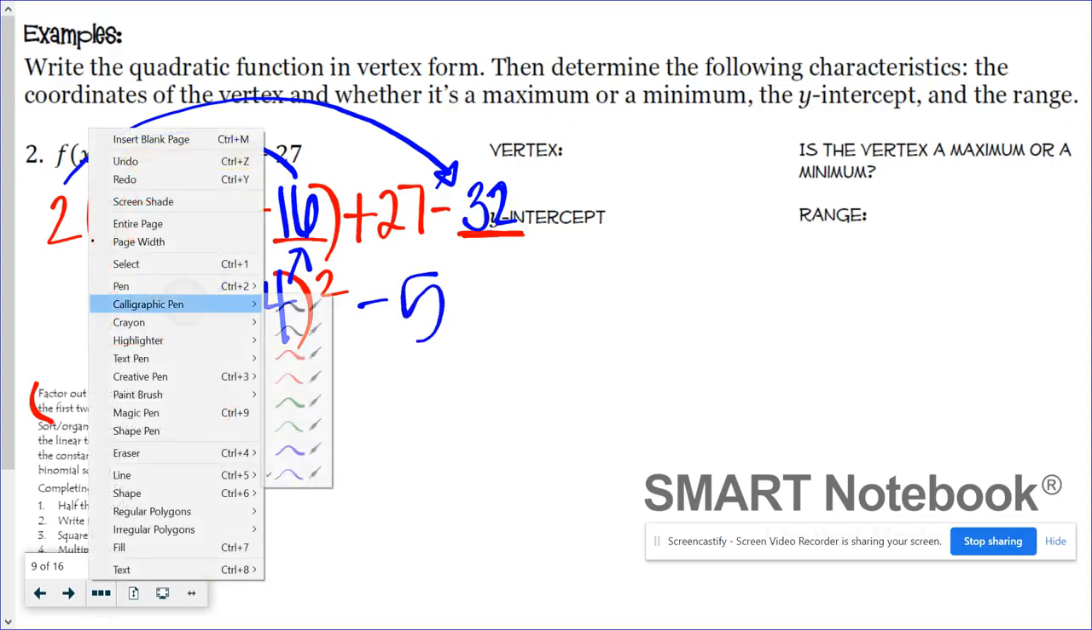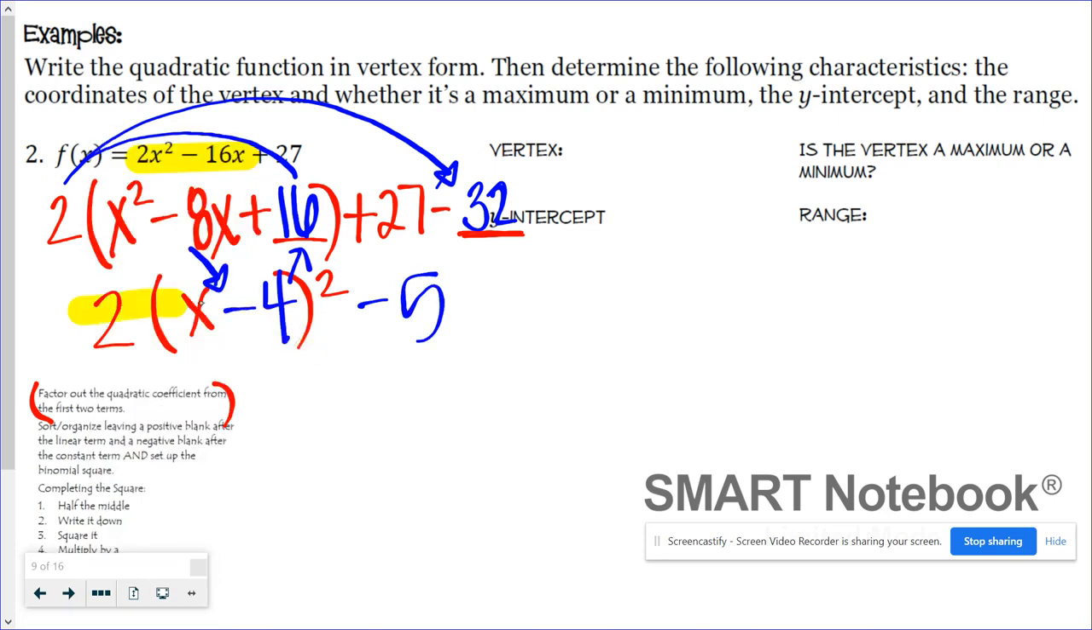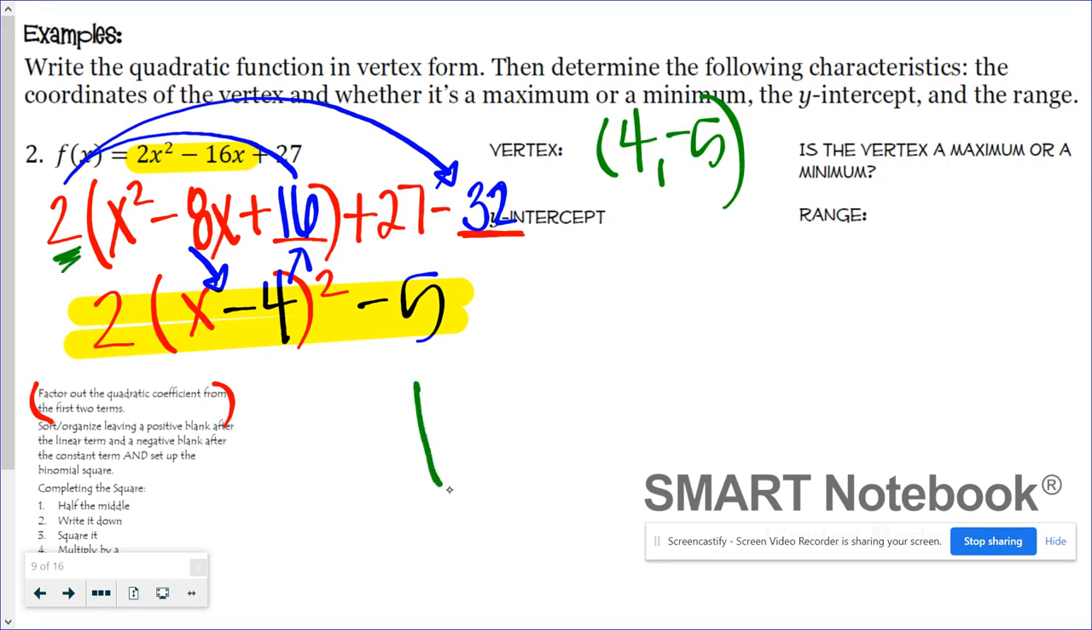And here we have it, my quadratic function written in vertex form. Once it's in vertex form, it is super easy to identify the vertex. So my vertex is at the point 4, -5. Is it a maximum or a minimum? Because my a value is 2, I know it opens up, which means it's a minimum.